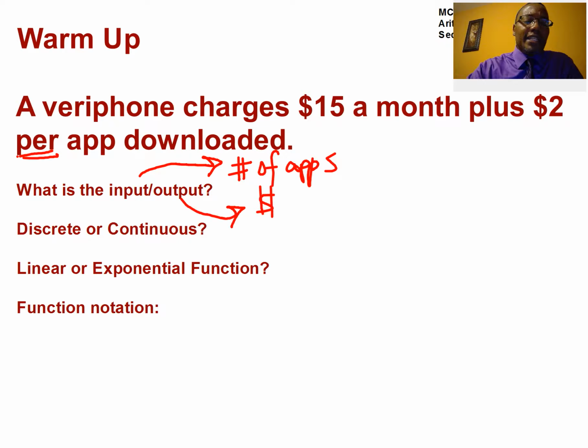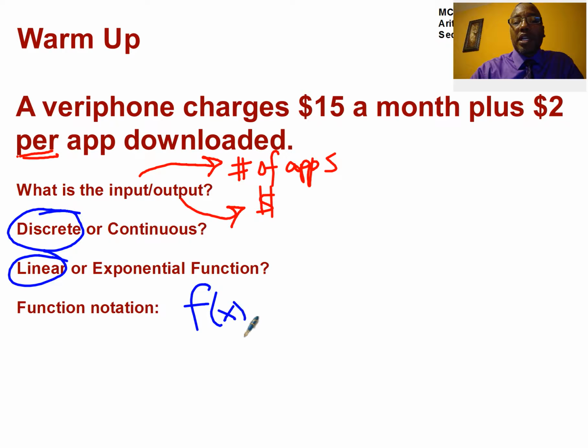When you look at the input and the output, determine whether or not they're discrete or continuous. In this case, the number of apps is discrete. I can't sell you a half of an app, okay? That wouldn't make sense. So then that means the function is discrete. This is also linear, and the function notation would be, with the starting amount of $15, I am adding $2 each time.